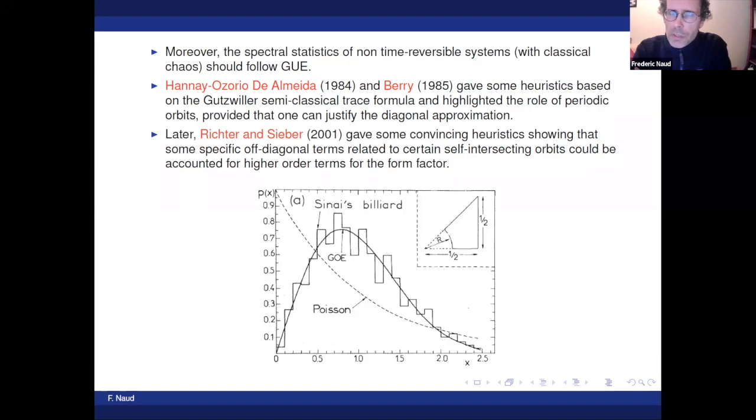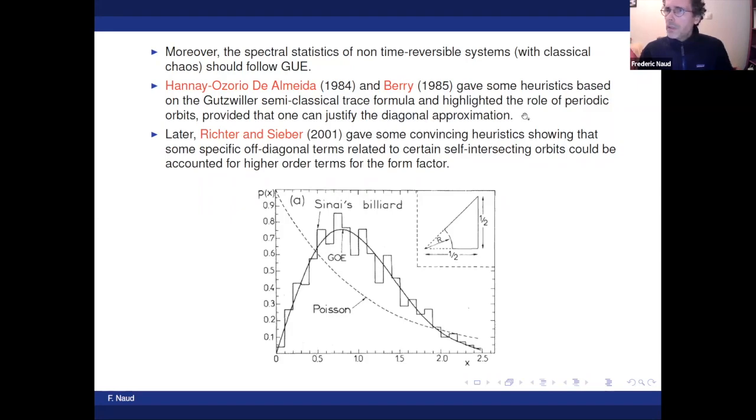And then people, mostly physicists, started to study this question a little bit deeper, mostly by using the Gutzwiller semi-classical trace formula and playing around with it. And they gave some pretty good heuristics on how you can actually recover a little bit of this random matrix conjecture by looking at various spectral quantities that I will define later. So first, Hannay and Ozorio de Almeida, and then Berry, gave some good heuristics, and they highlighted the role of periodic orbits in this business. And there is this famous diagonal approximation argument, which is at play in all these papers.